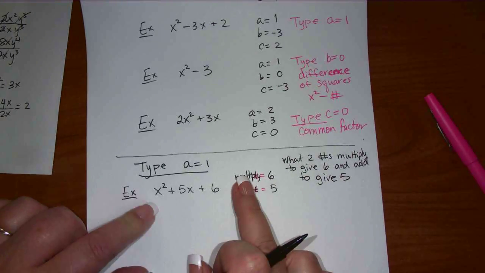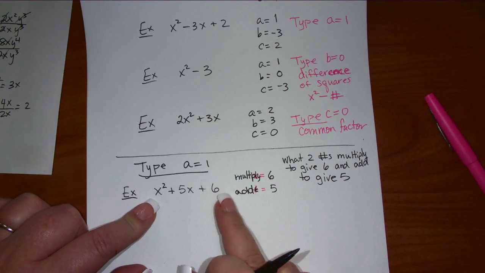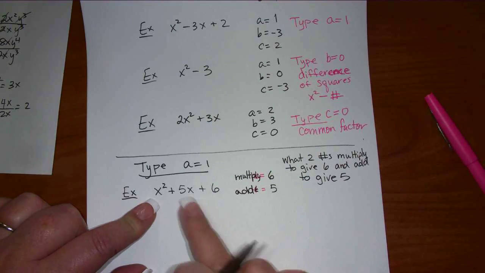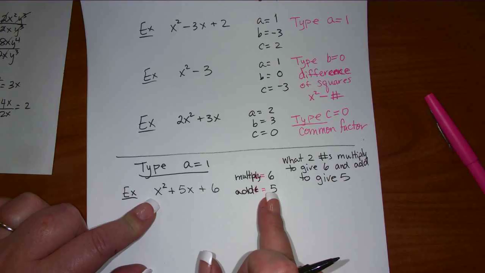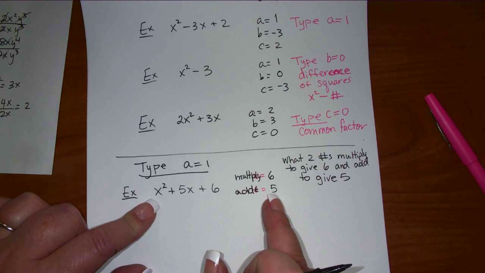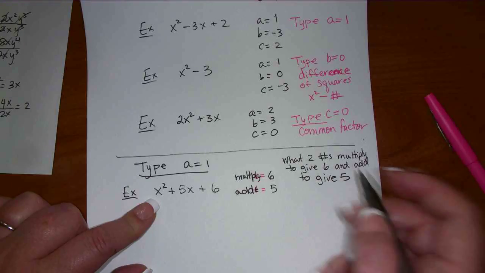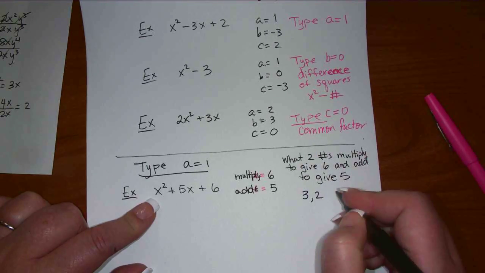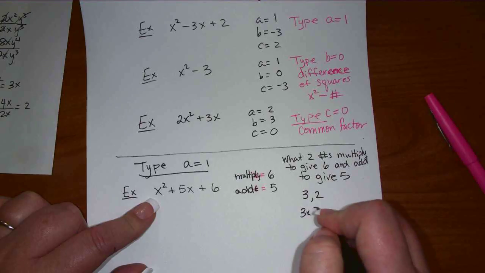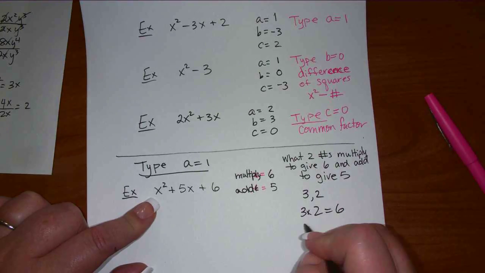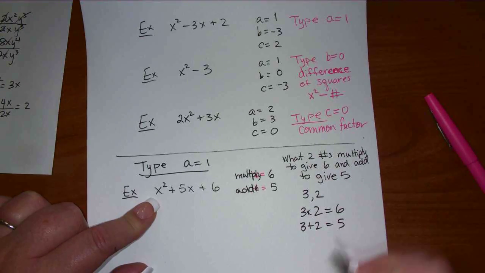So this is how you set it up. You take whatever C is and call it multiply, and whatever B is and you call it add. This is the technique. So this is saying what 2 numbers multiply to give 6 and add to give 5? 3 times 2 multiplies to give 6, and does 3 plus 2 add to give 5? So 3 times 2 equals 6, that's the multiply, and 3 plus 2 equals 5, that's the add. Does that make sense?